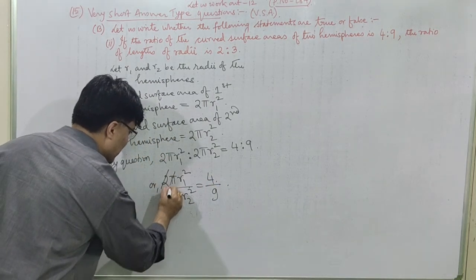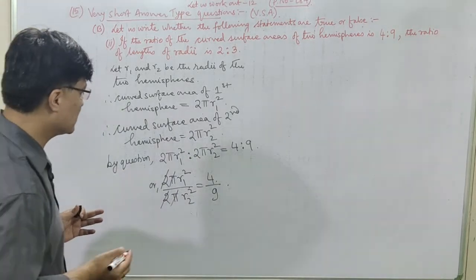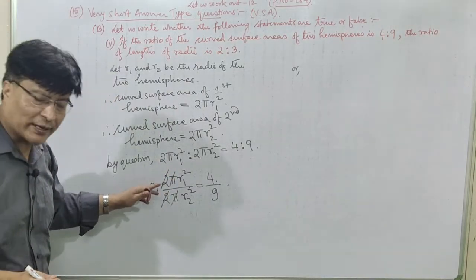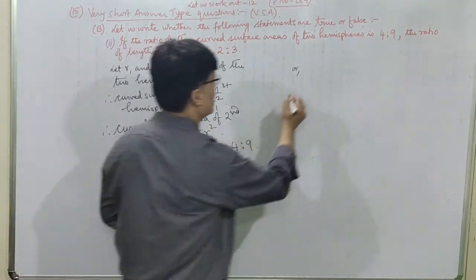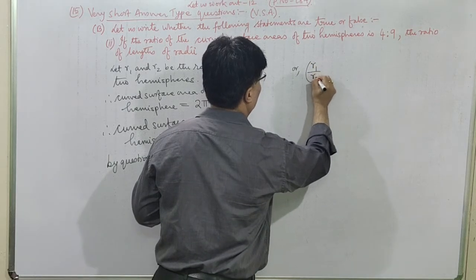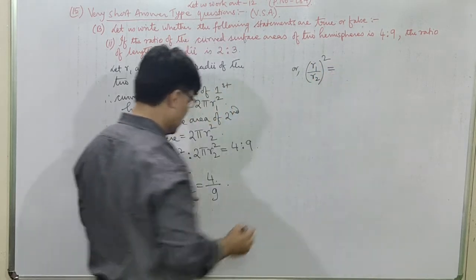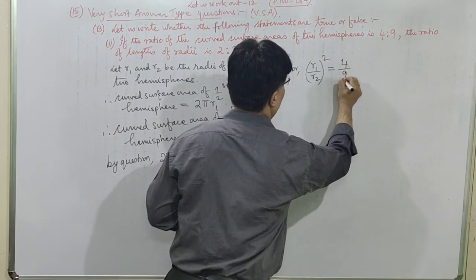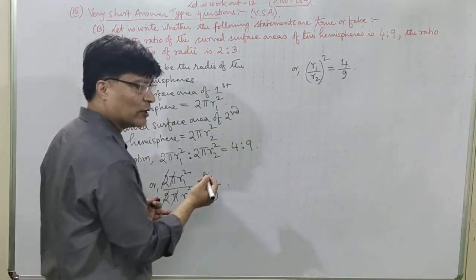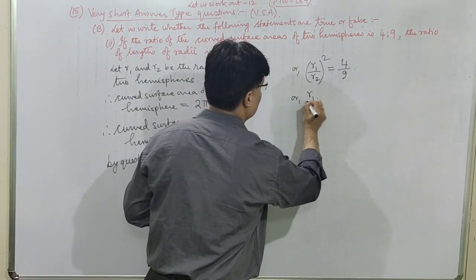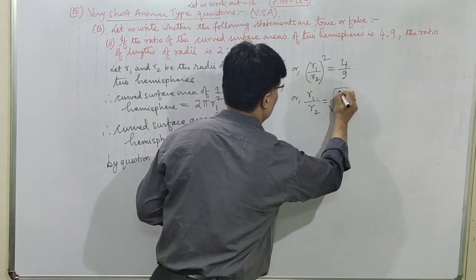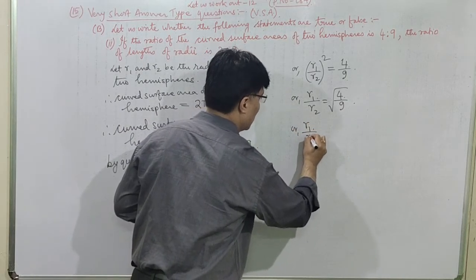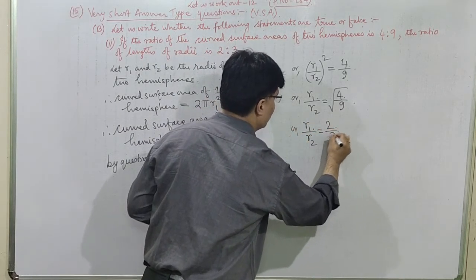So here you can cancel, 2 and pi get cancelled. Now in the next step, since there is r1 square by r2 square, you can write it in terms of whole square. That is r1 upon r2 whole square is equal to, what is there on the right hand side? It is 4/9. So let us find out R1 upon R2. R1 upon R2 is equal to the square root of 4 upon 9. That is R1 upon R2 is equal to 2 upon 3.